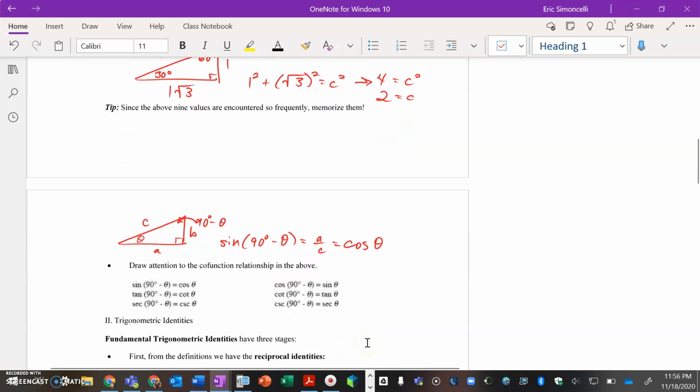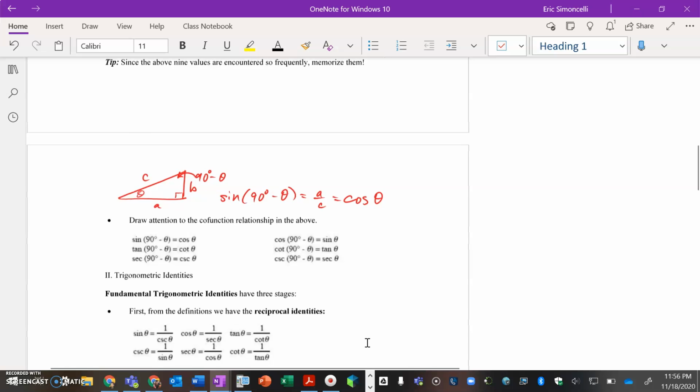Okay, there are trig identities that we need to identify with. Okay, there's 3 stages. First, from the definitions, we have what we call the reciprocal identities. Again, we've already discussed these in a review prior to this, but it is important that we reflect again such that, again, sine of an angle is equal to 1 over cosecant, or if you wanted to just calculate cosecant of theta on its own, you would take 1 over the sine of theta.